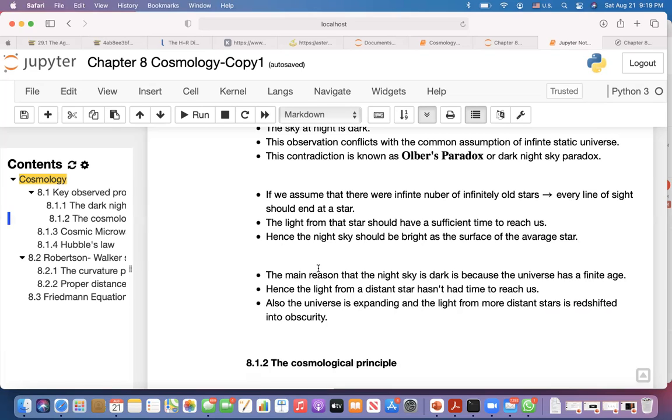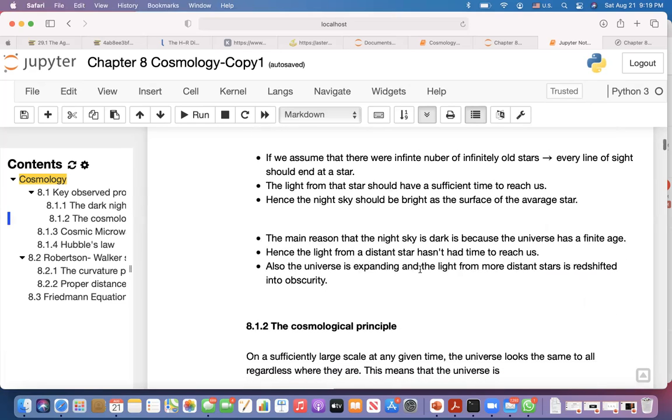And now we know that the reason the night sky is dark is because the universe has a finite age. We now know that our universe is around 13.7 billion years old. So that's a finite age. And also we know that the universe is expanding. Due to the fact that the universe is expanding and has a finite age, the light from these distant stars hasn't had time to reach us. So they have not reached us.